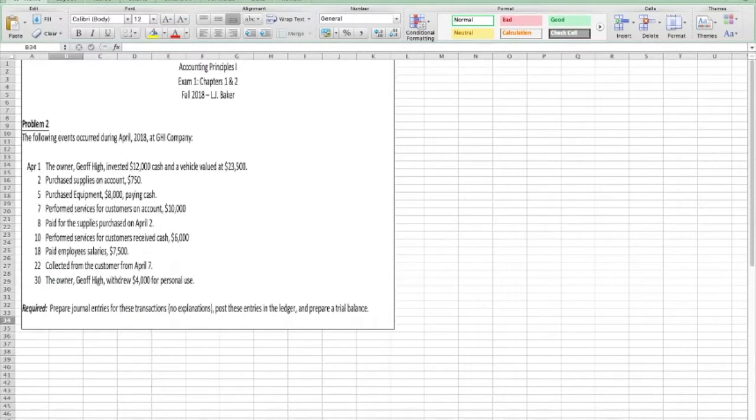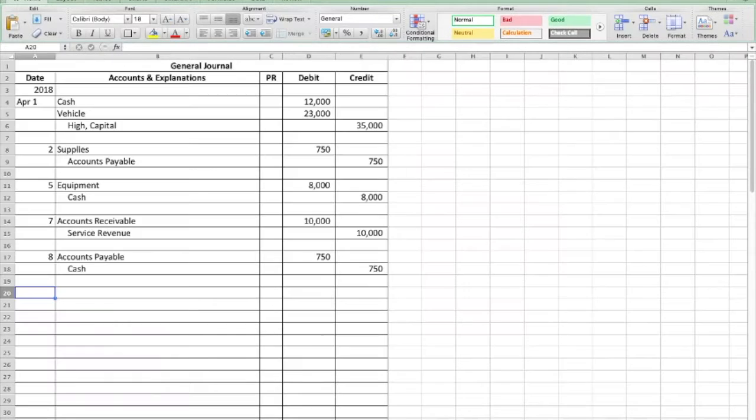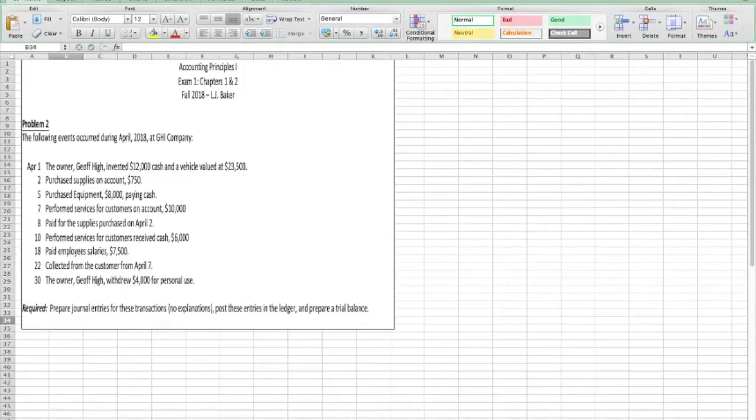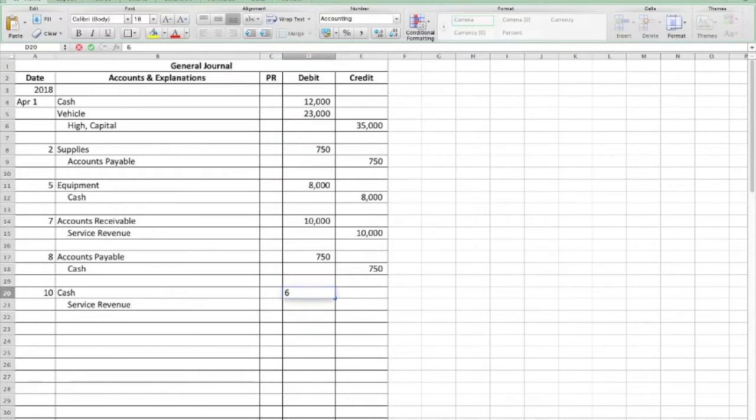On the 10th, it says we performed services for customers and received cash of $6,000. Now I received cash from those customers, so the company now has more cash. Cash needs to go up. Cash goes up with a debit. I received cash because I was performing services, so I know that service revenue needs to be credited. So a debit to cash and a credit to service revenue, and that was for $6,000.